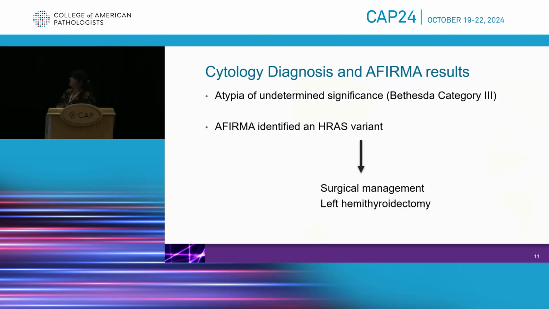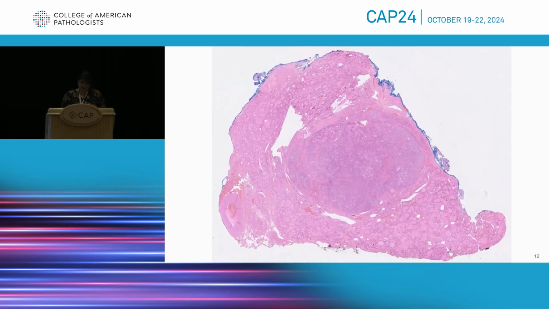However, we did not see this specimen to be very cellular, so the cytopathologist who signed out the case went with an intermediate diagnosis, atypia of undetermined significance, and classified it as Bethesda category 3. So the patient underwent subsequent molecular testing with Afirma, and HRAS variants were identified. So this was an intermediate risk lesion, and the decision was made to proceed with surgical management.